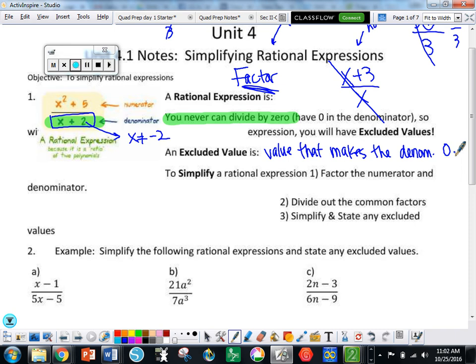Okay, to simplify a rational expression, you have to factor the numerator and factor the denominator.